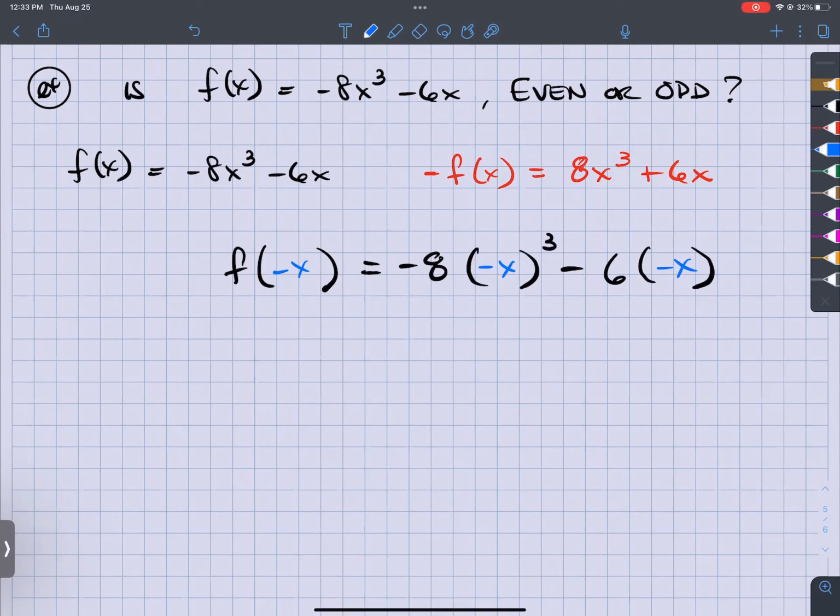What is negative x raised to the third? Still negative x to the third, right? Times 8 is going to become a positive 8x to the third. What is negative 6 times negative x? 6x.